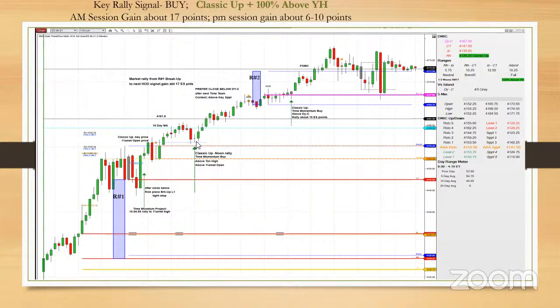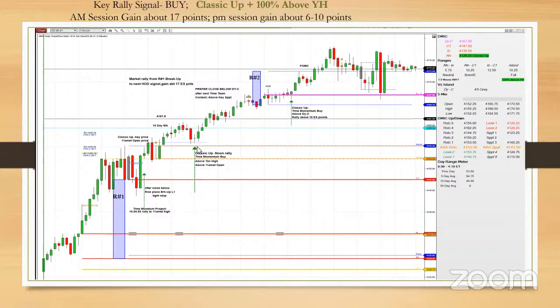The classic up day continued to rally from the first AM orange time team to the next PM orange time team. Here was the first orange time team. Here's the second orange time team. Here was the classic up noon rally, which is a time momentum buy based on a classic up signal with 100% above yesterday's high, but in particular with the effect that we're above tan high as good support.